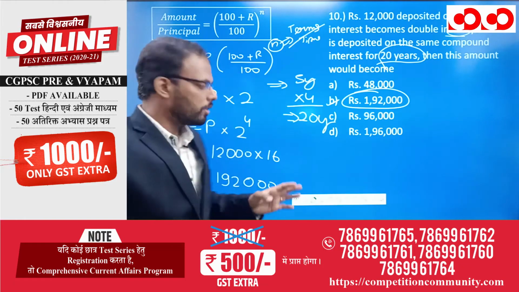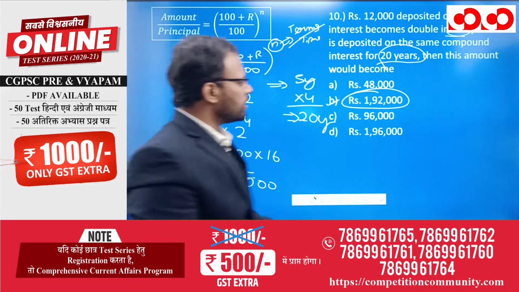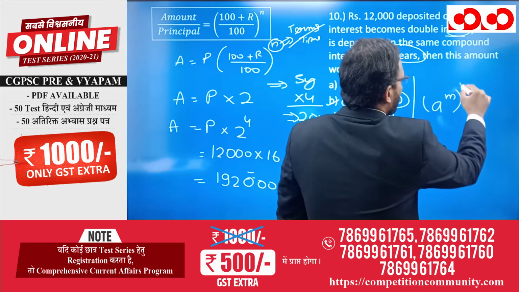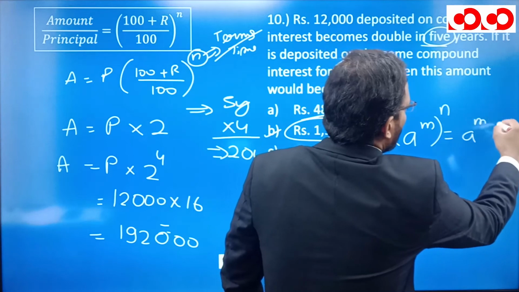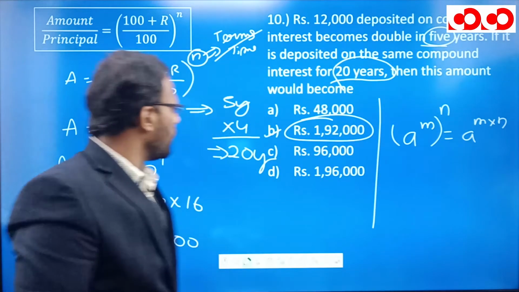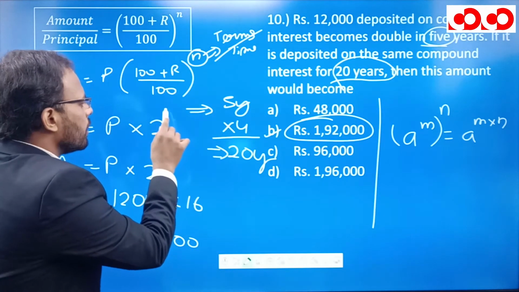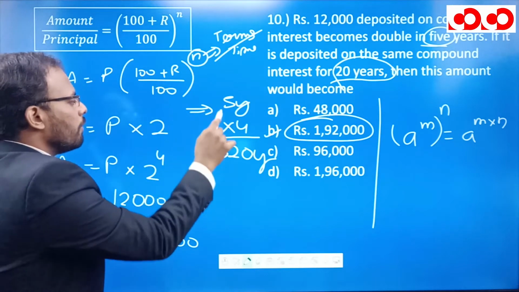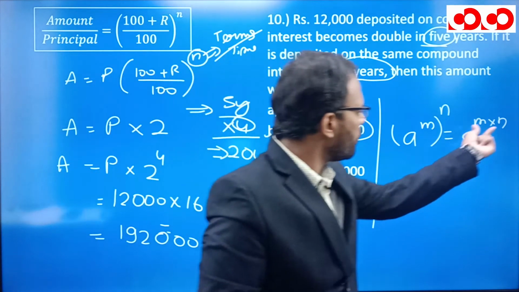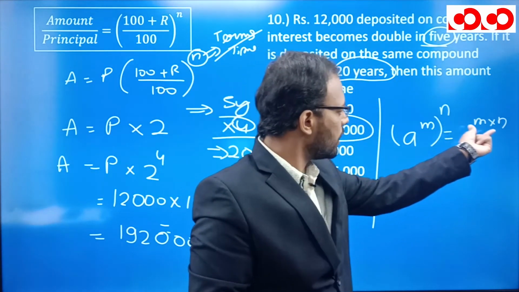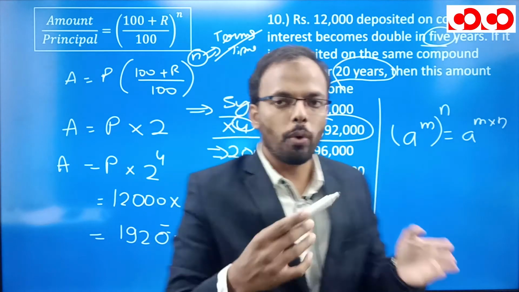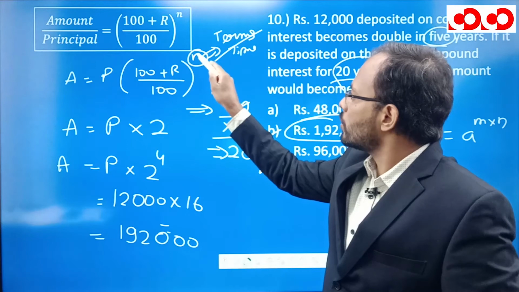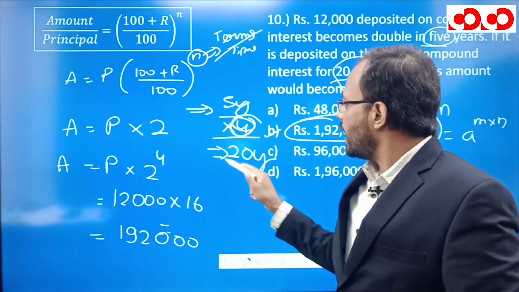I hope you got this, how we have done it. I'll just reiterate one formula. A to the power of m to the power of n is nothing but a to the power m into n. This is the surds and indices formula. So if we are multiplying something in the power, this means nothing but you are taking the power to 4 times. So if we are multiplying 4 in the power over here, n was 5 years, we are multiplying it by 4, then it is becoming 20 years.